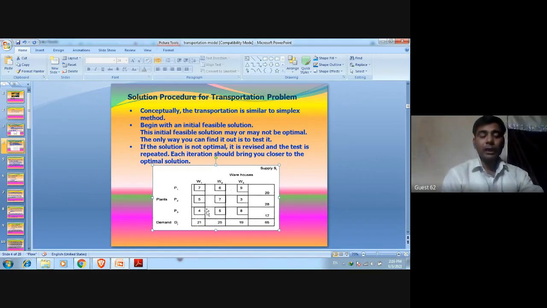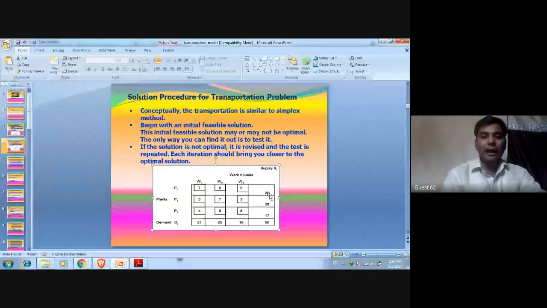Okay. Now, similarly, the requirement of warehouse W1 is 21, the requirement of warehouse W2 is 25, and the requirement of warehouse W3 is 19. So warehouse W1 requires 21 units, warehouse W2 requires 25 units, warehouse W3 requires 19 units. And these are the supplies of the plants.